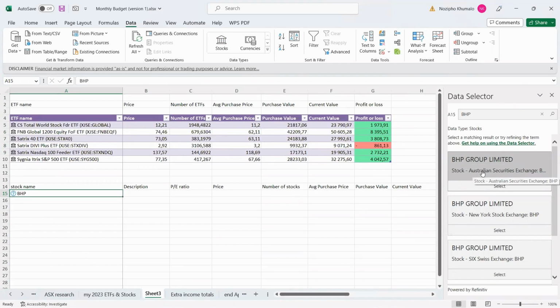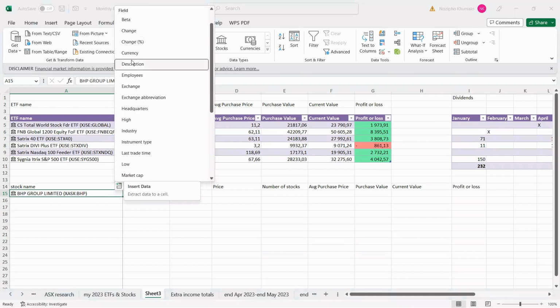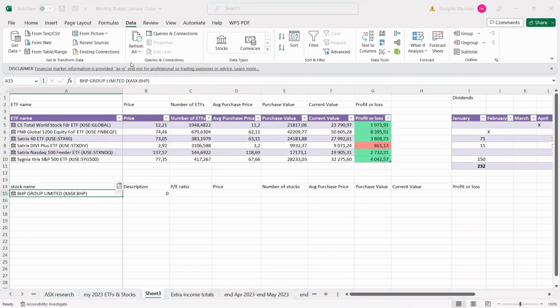Then it says stock, Australian securities. So that's the one we want because we're looking at my Australian account. So I'm going to select that. Then it has added BHP. This time around, I'm just going to go right across for this company where it says description. So I click there and I look for description. There's description. If I click on it, it'll add the description.